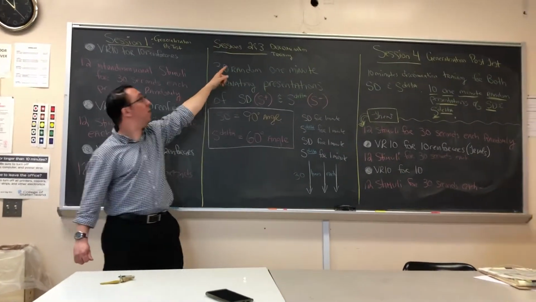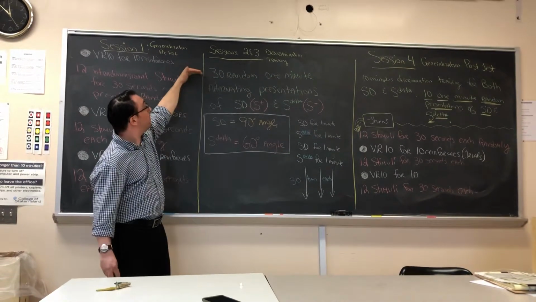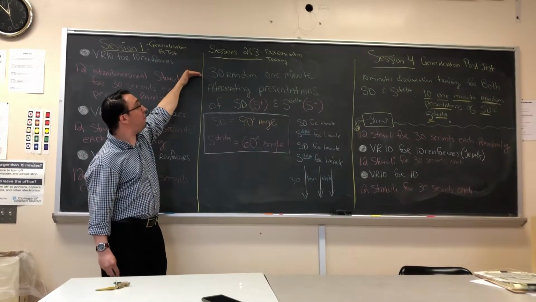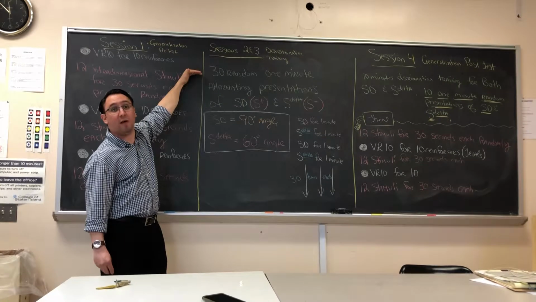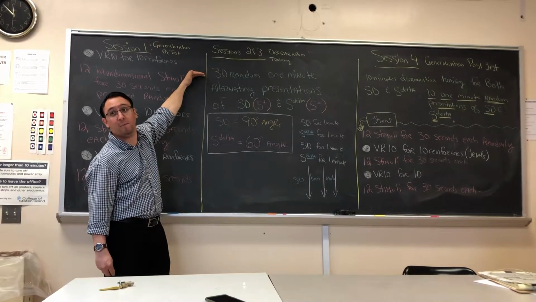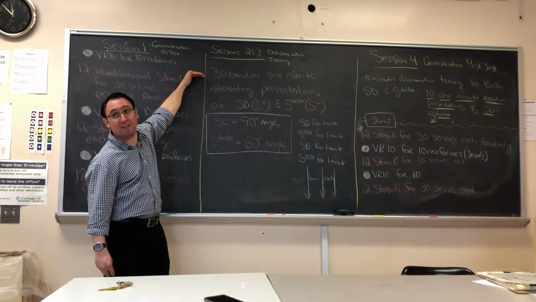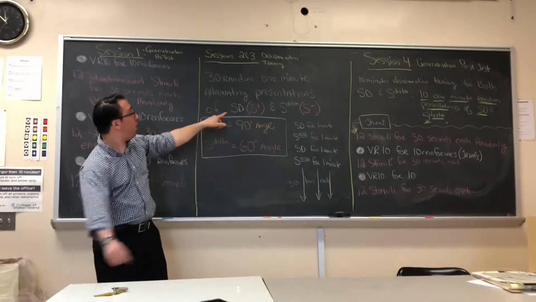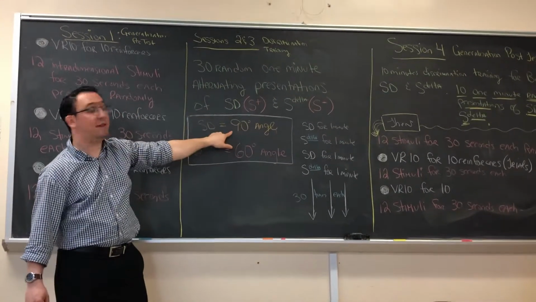Sessions 2 and 3 were the discrimination training, which included 30 random 1-minute presentations of S plus and S minus, or SD and S delta. For our class, our SD was the 90-degree angle.